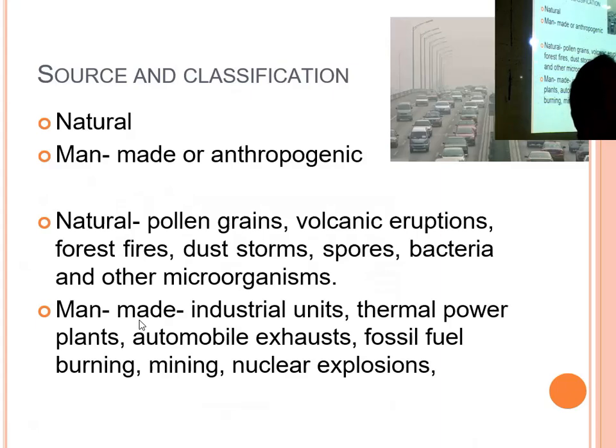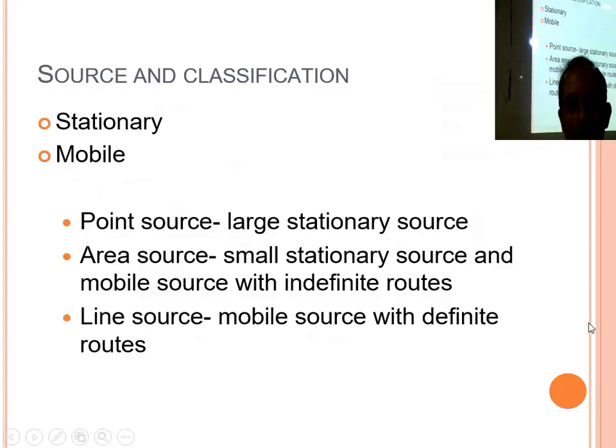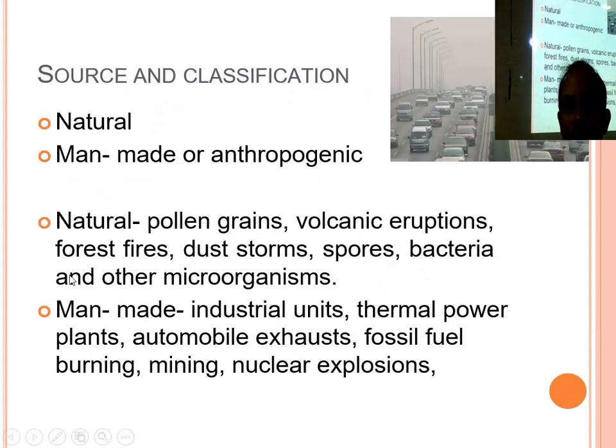Then what can we do? Whatever we are doing, we can prevent that. We can minimize that. We cannot change the volcanoes and all these things. But what is at our hand? Do that. So man-made, or anthropogenic, there we have certain control. Certain, not full control. But natural, we have no control. Still now there is no control. Pollen grain, volcanic eruption, forest fire, dust storms, spores, bacteria and other microorganisms. These are all natural pollution sources. Man-made: industrial units, thermal power plant, automobile exhaust, fossil fuel burning, mining, nuclear explosion. These are human.